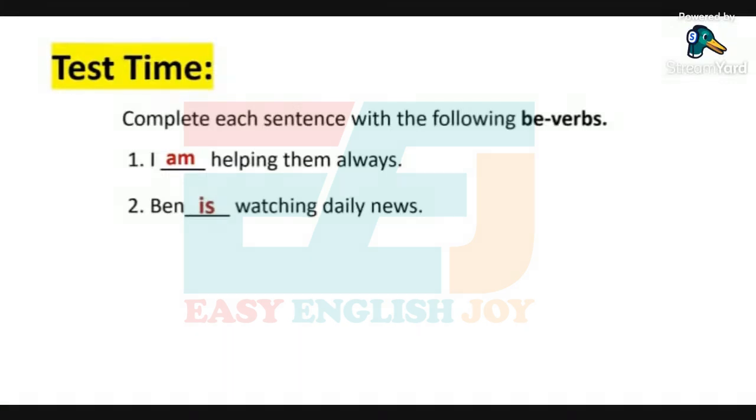Ben is watching daily news. So the answer here is "is" because we have a singular subject, which is Ben. Watching, here we add -ing to show that the action is taking place at the time of speaking. Ben is watching daily news. I am helping them always. I is used for am. Am is used for I. Number 3. 5 seconds.